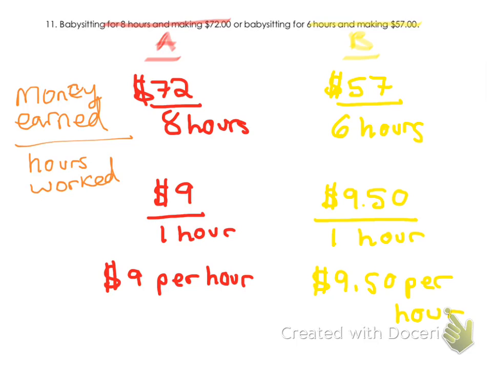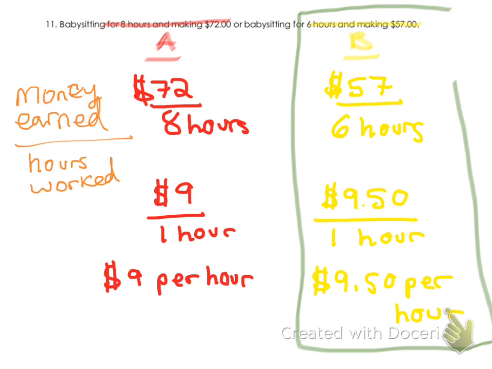Now, if you were babysitting, you would want to make a higher rate. You would want to get paid more money per hour. So option B, working 6 hours and making $57, is going to be your better option because you're going to be making more money for your time. So you need to write down that working for 6 hours and making $57 is the better option for you. That's it for question 11.